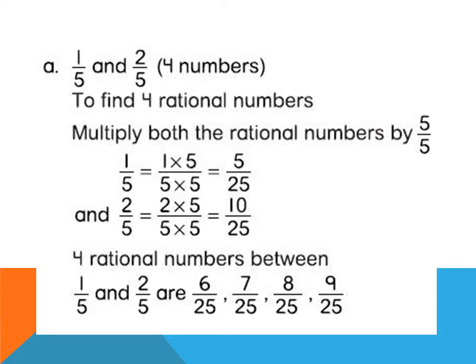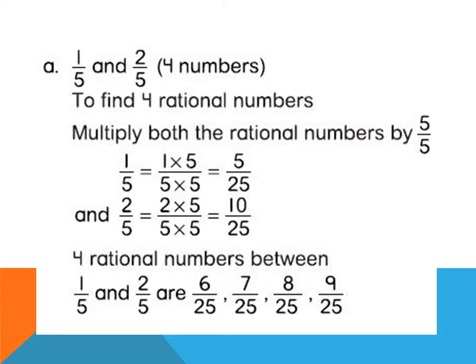So in the first question, we had to find 4 numbers between 1 by 5 and 2 by 5. To find 4 rational numbers, we multiply both the rational numbers by 5 by 5. That means 1 by 5 into 5 by 5 gives us 5 by 25, and 2 into 5 is 10, 5 into 5 is 25. So 2 by 5 becomes 10 by 25.